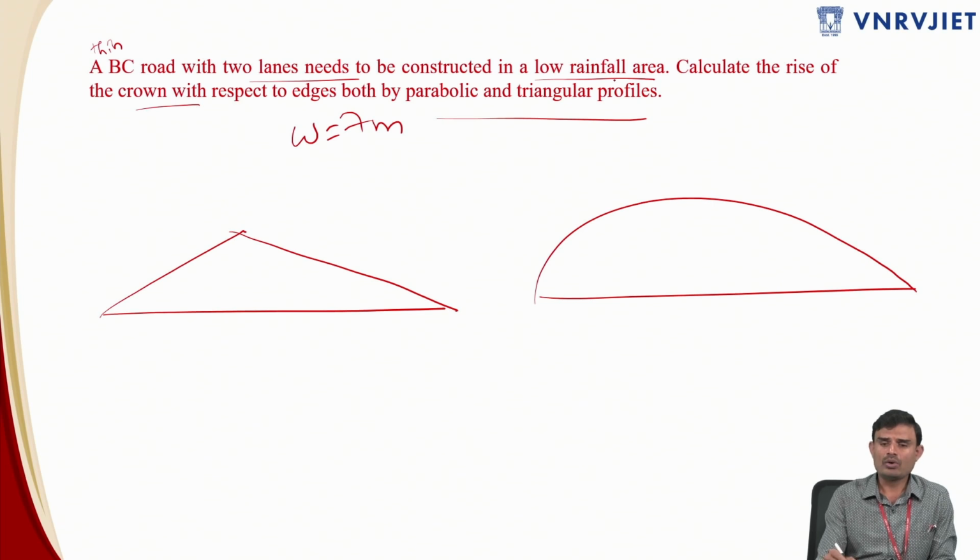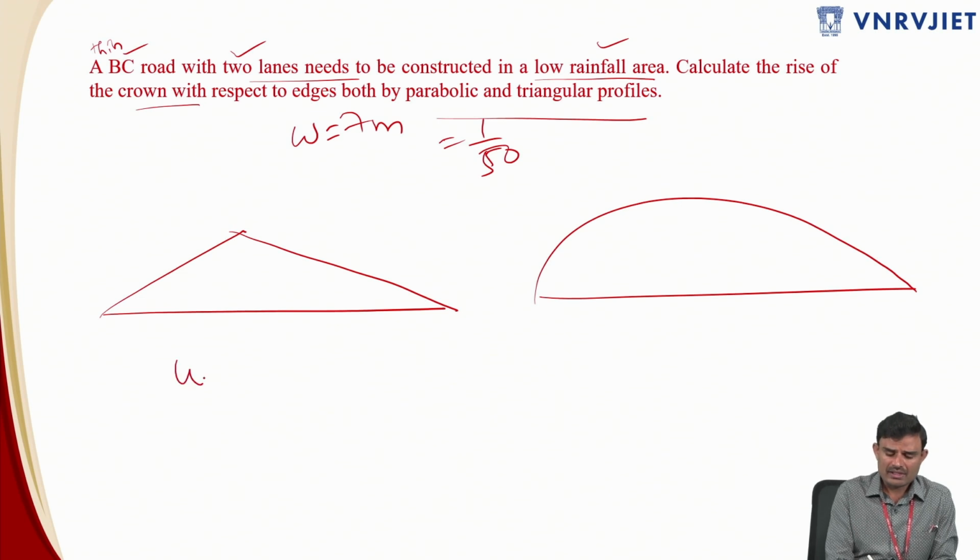Okay, and it is a low rainfall area. If you look into the table, 1 in 60, 1 in 50, 1 in 50, 1 in 40, we are in the second row, which is the low rainfall area because it has been mentioned as low rainfall area. Therefore your camber will be 1 in 50. You have to recall the values based on the type of rainfall and the type of road. Here only the type of road is given. Low rainfall and 2 lanes have been mentioned. From that you need to get the values of everything.